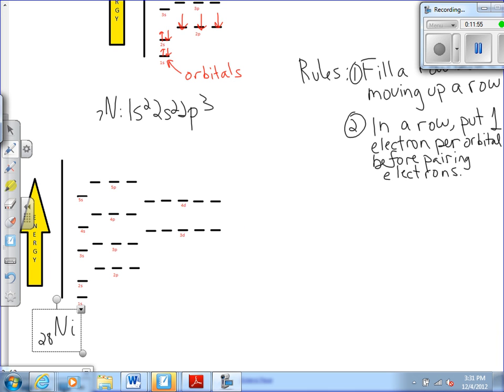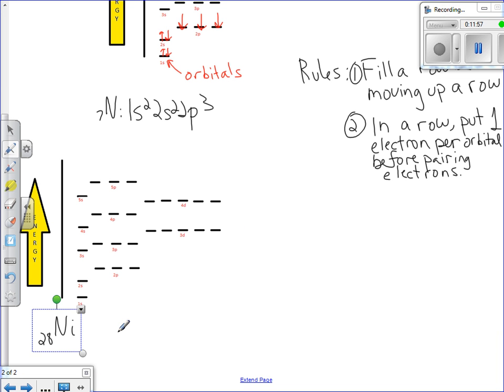And now I'm going to do nickel. And nickel is number 28. So I need 28 electrons. So I have to follow my rules. I fill a row before moving up. So 1, 2, I get to move up. 3, 4, I get to move up. 5, 6, 7, I put 1 per orbital in a row before pairing up. 8, 9, 10, now I can move up. 11, 12, and I can move up again. 13, 14, 15, 16, 17, 18.